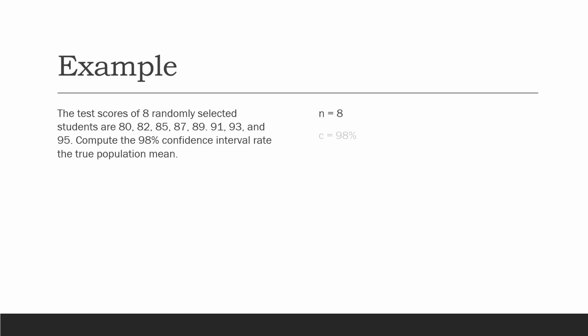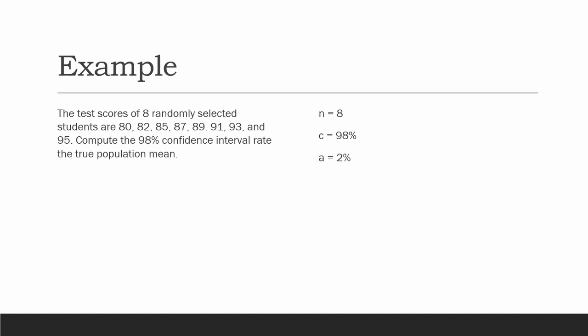So, for example, we have the test scores of 8 randomly selected students, which are 80, 82, 85, 87, 89, 91, and 93. And we have to compute the 98% confidence interval of the true population mean.